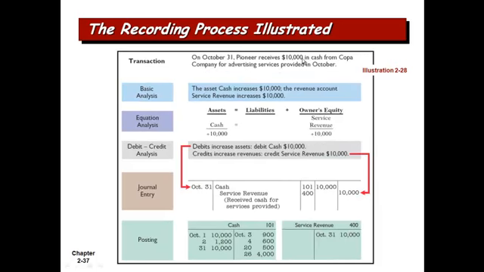Pioneer receives $10,000 in cash from Copa Company for advertising services provided in October. So the journal entry, we received $10,000 in cash. We debit cash for $10,000, and we credit service revenue for $10,000. Because we provided the services. In the last example with unearned revenue, we did not provide it. We were going to provide it down the road, I think in December. That's why it was a liability. But no need to record a liability here because we provided services.